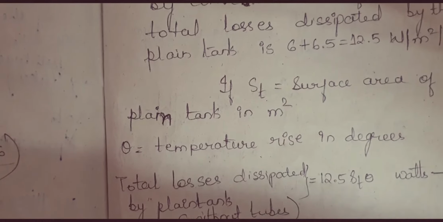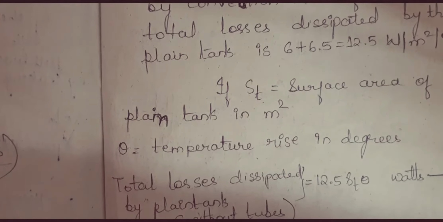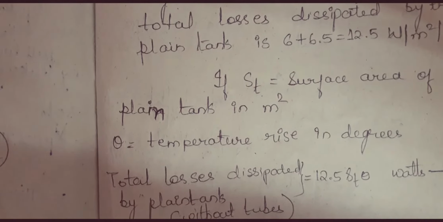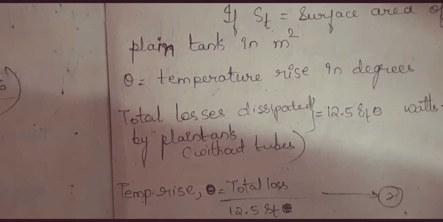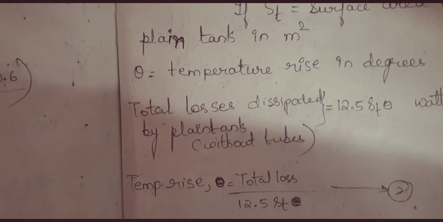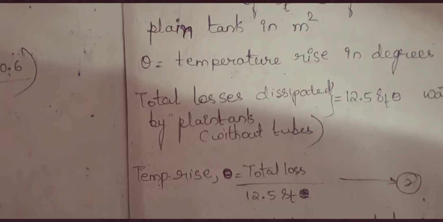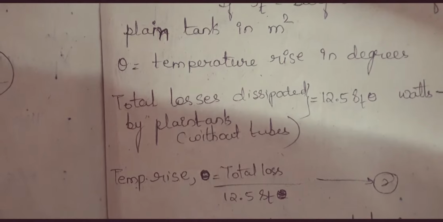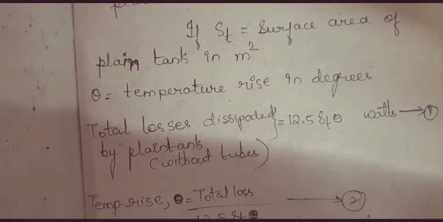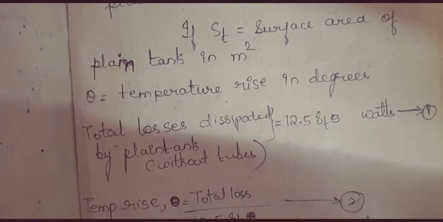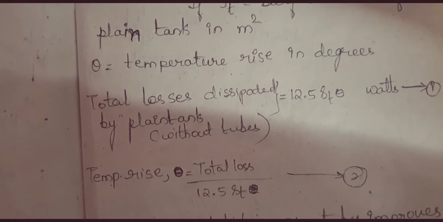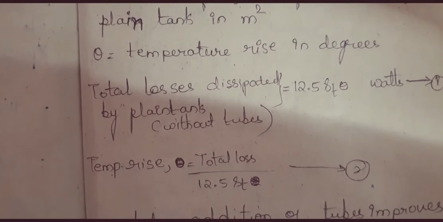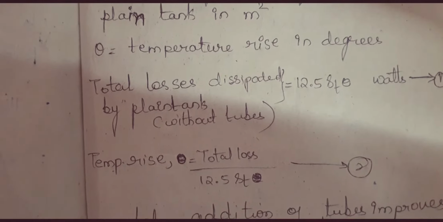If St is surface area of plain tank in meter square and theta is temperature rise in degrees, therefore the total loss dissipated by plain tank without cooling tubes is given as 12.5 into St into theta watts. Call this as equation number 1. From equation 1 I can write temperature rise theta is equal to total loss divided by 12.5 St. Call this as equation 2.